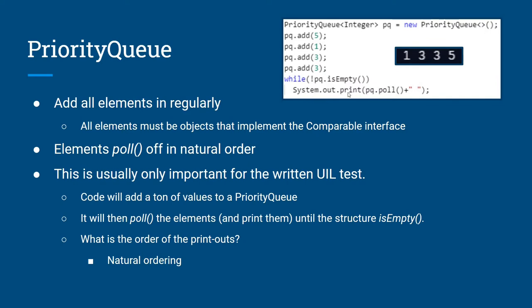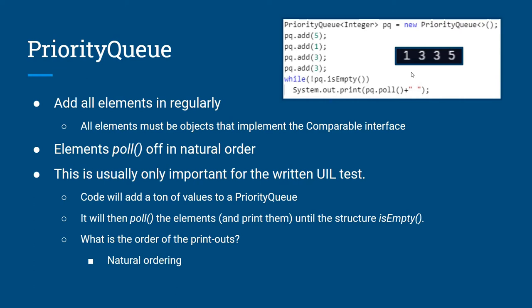So while it's not empty, you print out pq.poll. When you keep on pulling off until there are no elements in the priority queue, they pull off in natural order. Here we added in 5, 1, 3, and 3. When you keep on pulling these off, they'll pull off in the order as follows: 1, 3, 3, and then 5. That's natural ascending order.